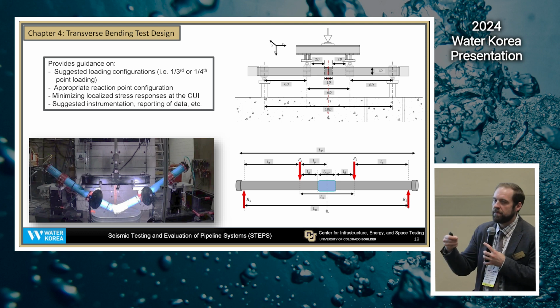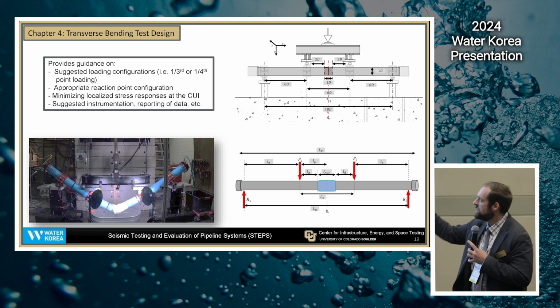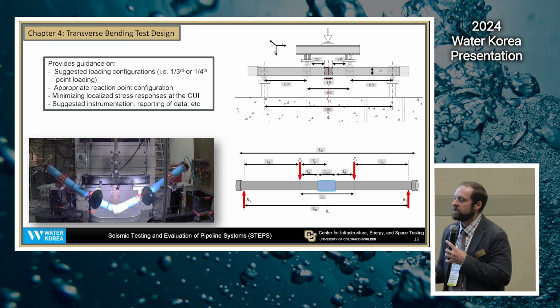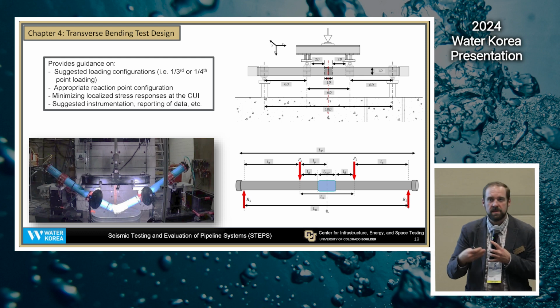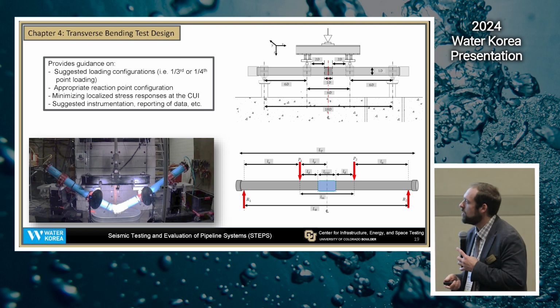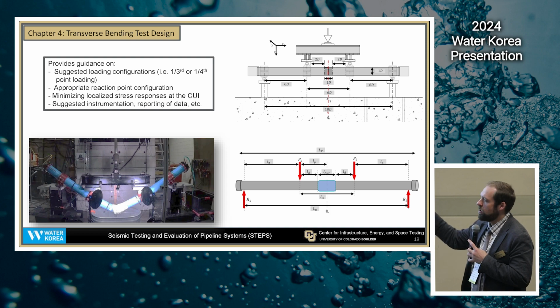But the way that we're setting it up is that we have a preferred method, which would be somewhere between a 1/3 point and a 1/4 point loading system. And then there's also the opportunity to run finite element analysis and advanced methods to come up and justify the use of a different type of loading scenario if you have a large diameter or something that's not really conforming to sort of our standard setup.